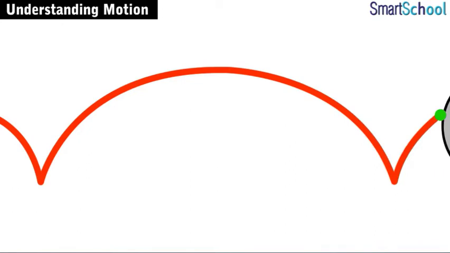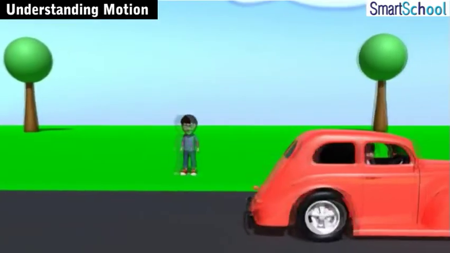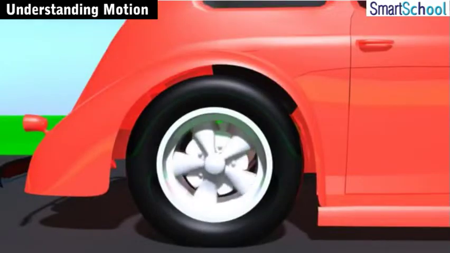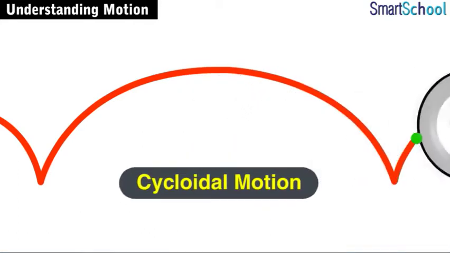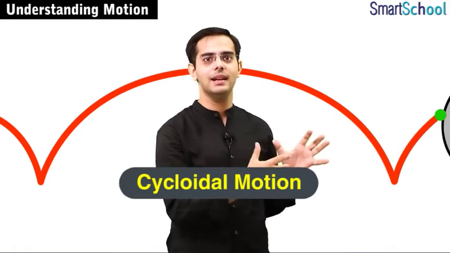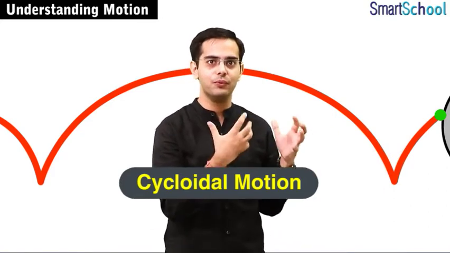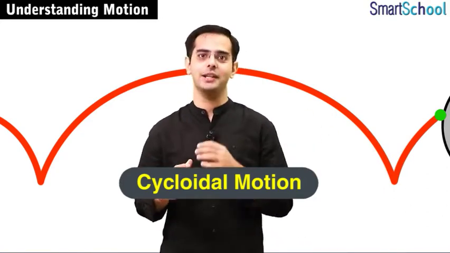But the question now becomes, how does it appear to the observer who's standing on the road? To an observer who's standing on the road, it appears to move in a cycloidal motion. So for a person who's standing on the road, this mark on the tire would appear to move in the cycloidal motion.